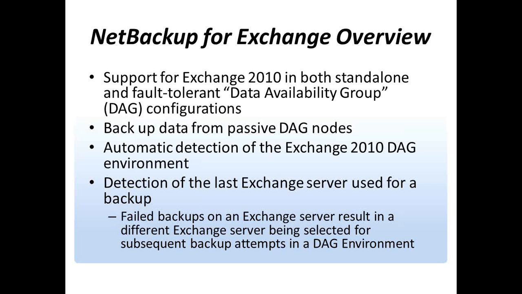If we look at the bottom point here, if a backup fails, it'll go to the next replica and back up from that one. And if that one fails, go to the next replica, back up from that one, and use the production node as a last resort. All right, automatic detection of the Exchange 2010 DAG environment. And that's pretty much it. This is pretty self-explanatory right here.